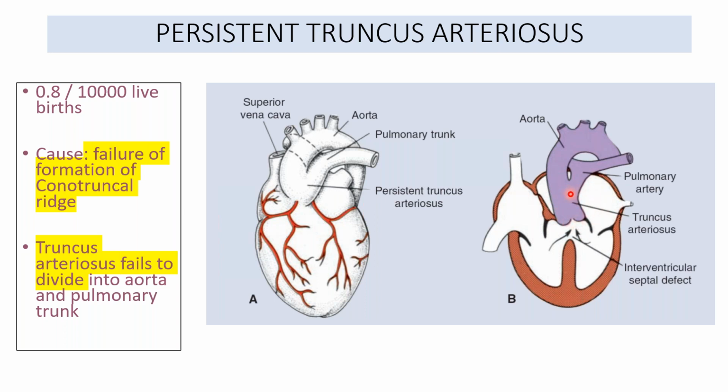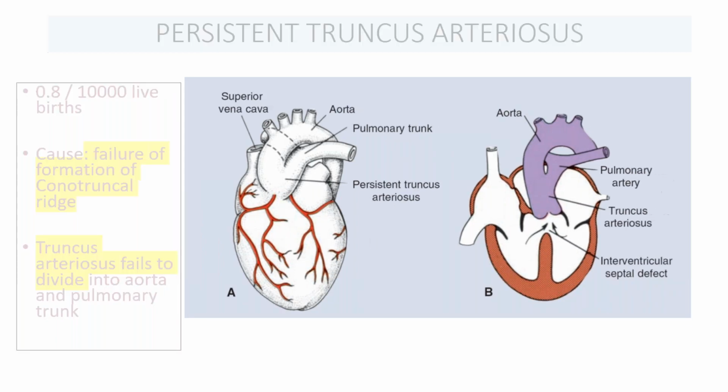Because there is no formation of conotruncal septa, the conotruncal region, the truncus arteriosus, will not divide into aorta and pulmonary trunk, and there will be a common truncus arteriosus. This is known as the persistent truncus arteriosus. The rest of the portion of the aorta and pulmonary trunk will be there, but the proximal part will not be separated from each other.